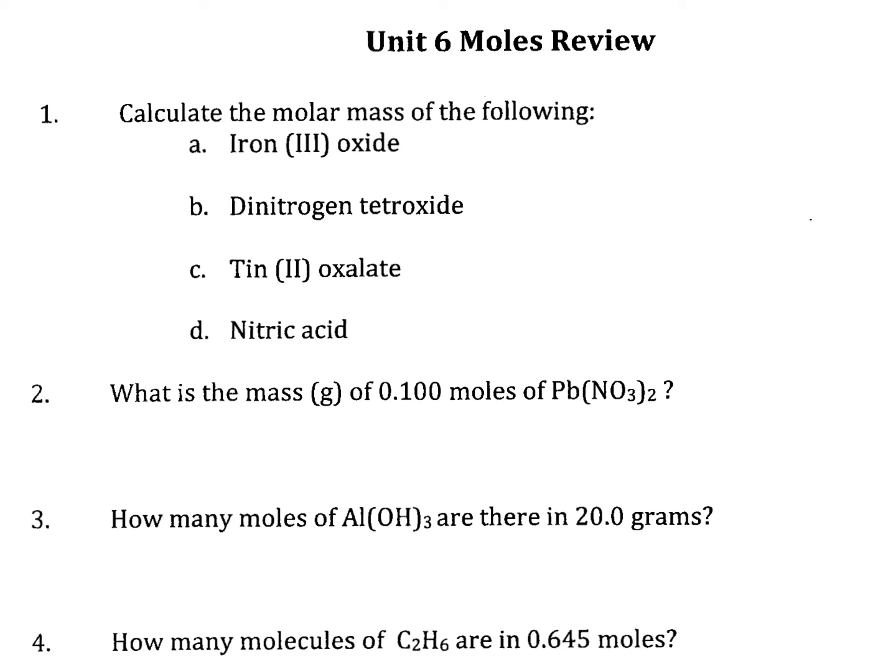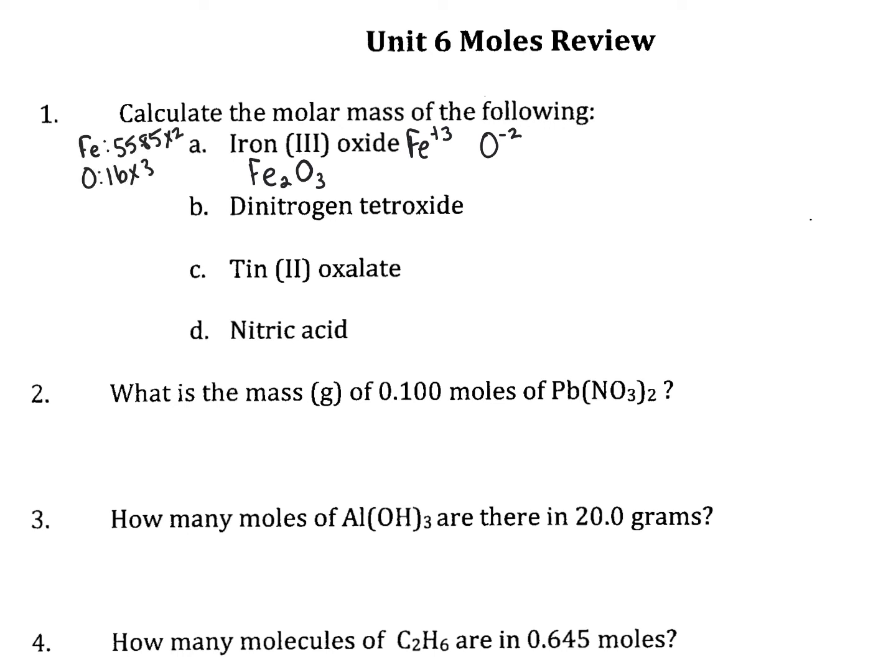The first one, iron 3 oxide. Iron has a positive 3 charge because that's what the Roman numeral 3 after it tells us. So the correct formula is going to be Fe2O3, and then we can go ahead and look at the periodic table and calculate the molar mass. So you can see my work over to the left.